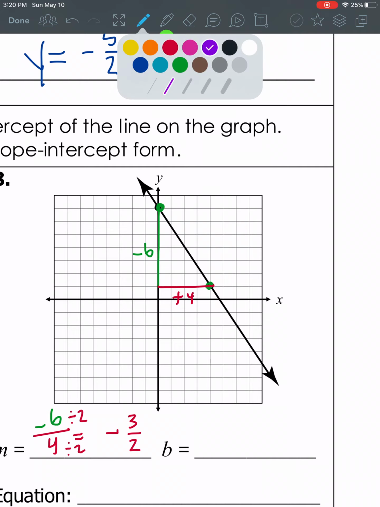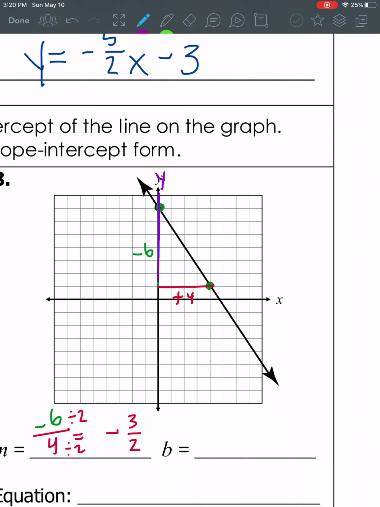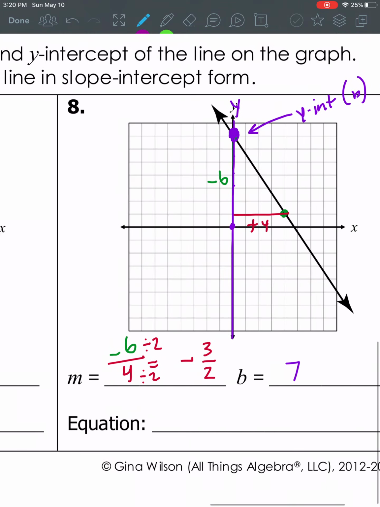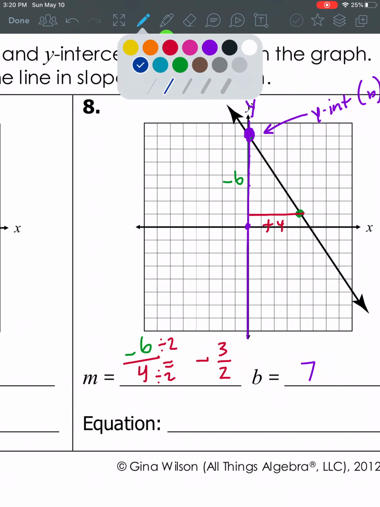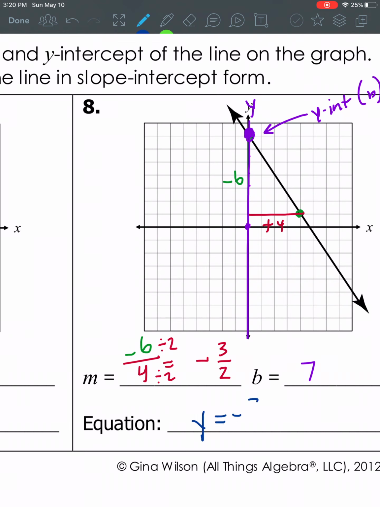Y-intercept, where does it cross? Here's our y-axis, so where does that line cross the y-axis? Right here, this point is our y-intercept, or our b value. Now, this one is above, here's the origin, so it's above, and it's 1, 2, 3, 4, 5, 6, 7 above. So our b value, or y-intercept, is 7. So let's write our equation. Y equals -3/2, that's our m, x, and then b is 7, so +7.